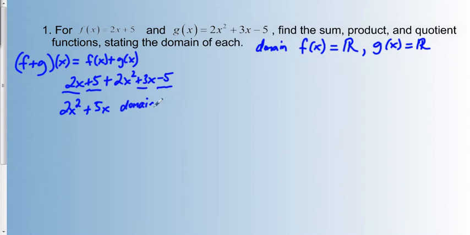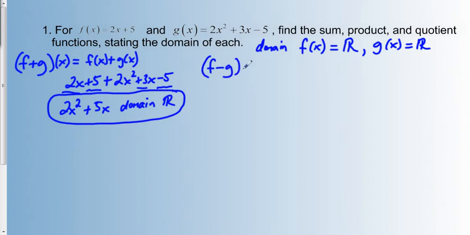The domain is what is in common to f of x and g of x, to those domains. Since we can use any real number in f of x and any real number in g of x, what do those have in common? All real numbers. And now remember, it is important that you organize your work in a way that I know which is which. So I think that's pretty clear here. On to the difference function, f minus g of x.